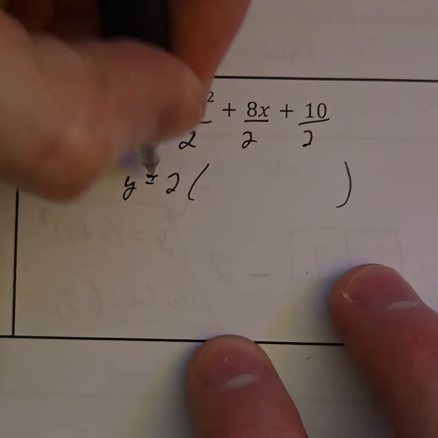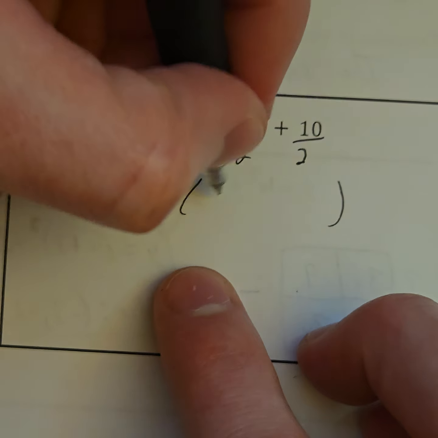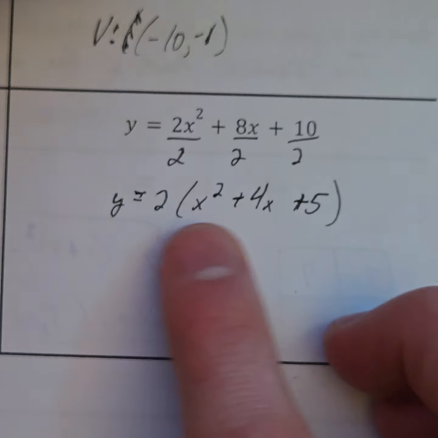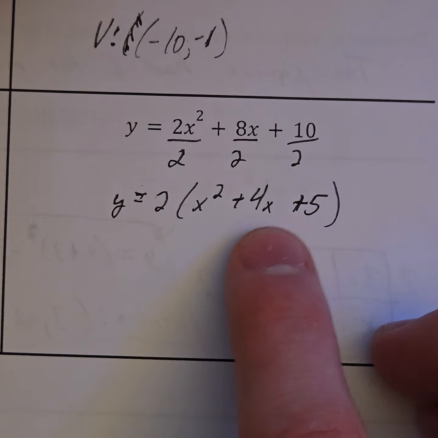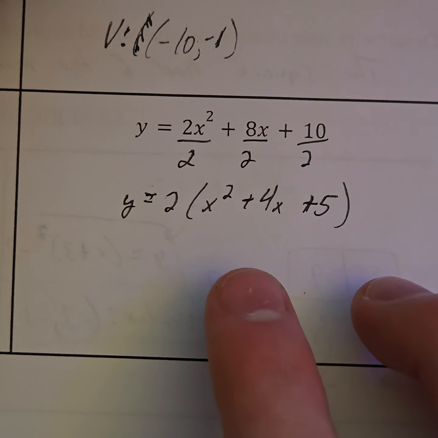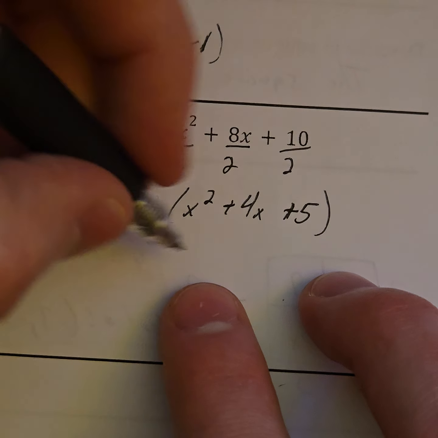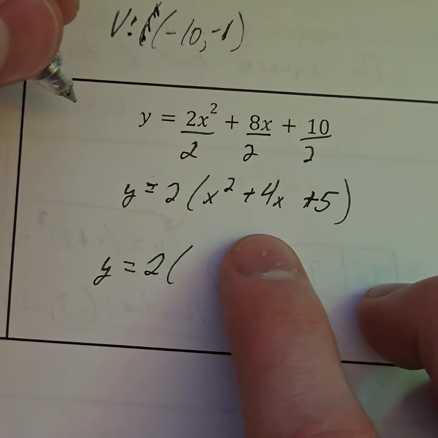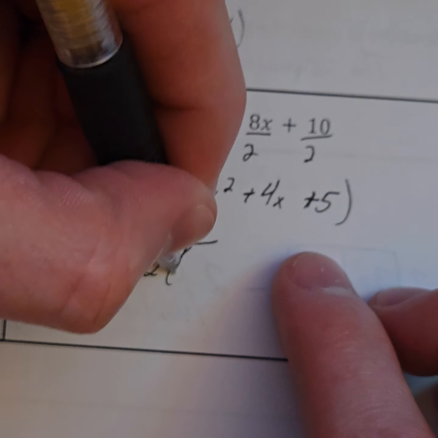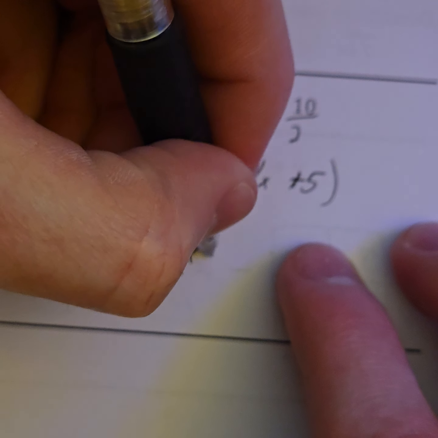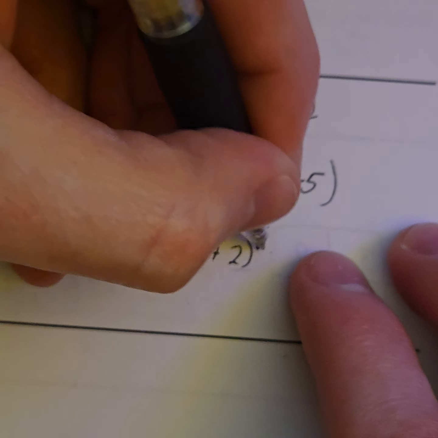All right, here we go. So we've got 2. If you factor that out, you're left with x squared plus 4x plus 5. Now I want to complete the square with this to find my vertex. It still works the exact same way. Okay, so if we do that, we've got y equals 2, and then if you completed the square, I'm going to write this in brackets here. You would have (x plus 2) squared, and then plus 1.